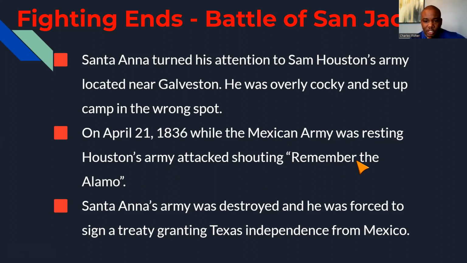Santa Anna's army was destroyed, and he was forced to sign a treaty granting Texas independence from Mexico. So Texas was independent from Mexico and not part of the United States either. So Texas was essentially its own country for a little while. The Republic of Texas, not part of Mexico, not part of the United States.